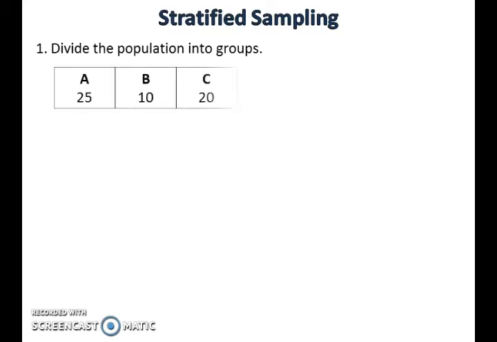Now let's look at stratified sampling. To take a sample by using stratified sampling, first divide the population into groups. Suppose that the population is divided into 5 groups, namely A, B, C, D, and E. And suppose that there are 25 students in group A, 10 students in group B, 20 students in group C, 15 students in group D, and 30 students in group E.